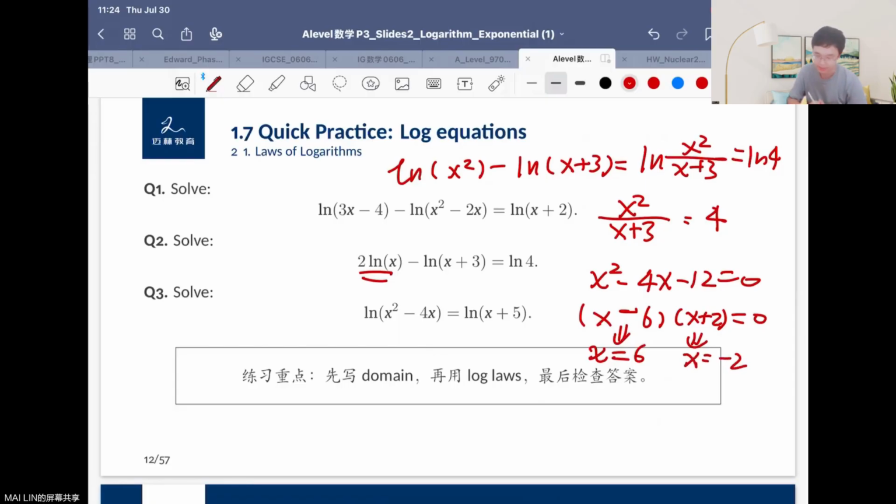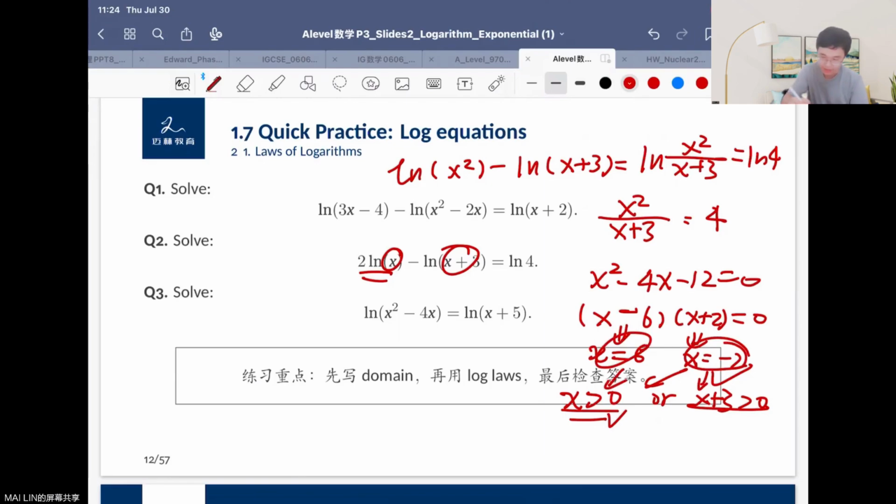You can check it, because x and x plus 3 are inside the logarithm function. So we have to make sure x is bigger than 0 and x plus 3 is bigger than 0. So x equals -2 cannot obey the two conditions here. Only x equals 6 obeys x bigger than 0. So the answer is x equals 6. That is for question 2.